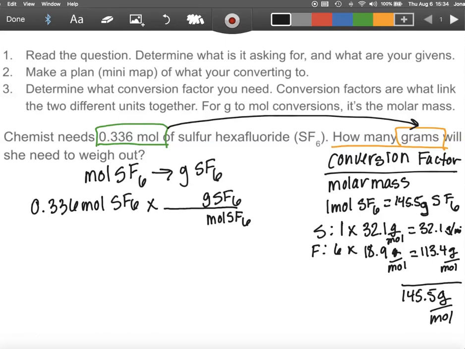Now, I taught my students, gram with a mole always gets the number 1, because the definition of molar mass is 1 mole of SF6 for however much the weight is. Okay?